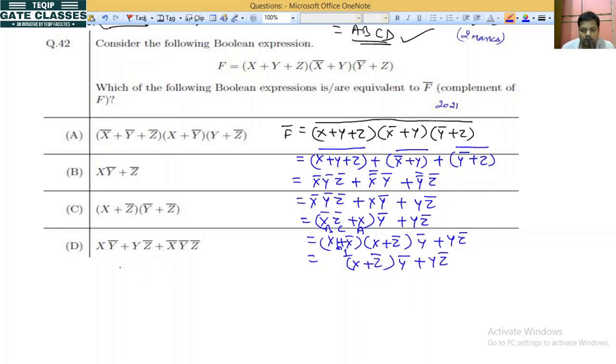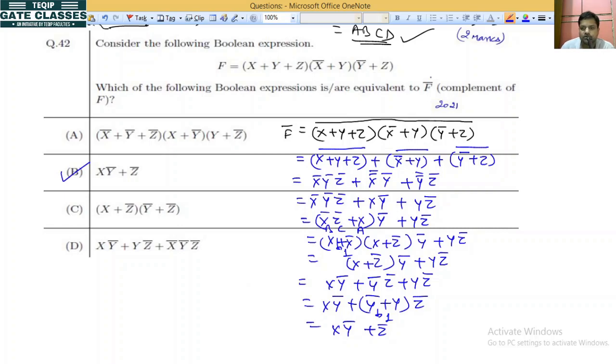Now after multiplying this, x y bar plus y bar z bar plus y z bar, so it will be x y bar plus z bar common, so it will be y bar plus y, and z bar is common, so this one is 1, so it is x y bar plus z bar. So which option is correct? B option. This is the question which came in 2021.